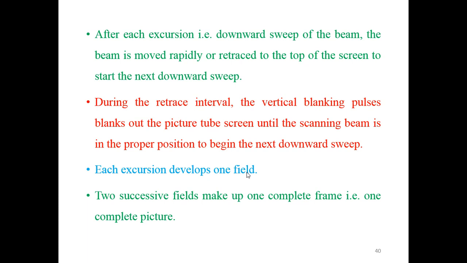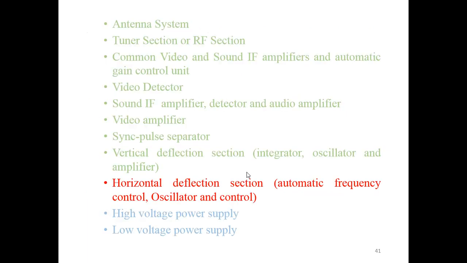During the retrace interval, the vertical blanking pulses blank out the picture tube screen until the scanning beam is in the proper position to begin the next downward sweep. Each sweep of the screen develops one field. Two successive fields make one complete frame, that is one complete picture which we see on the receiver screen.